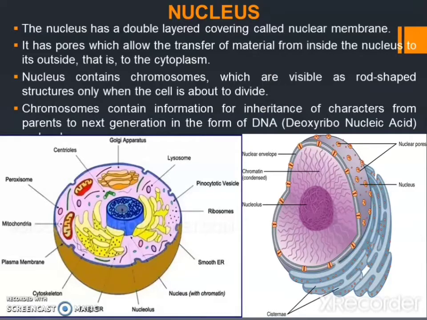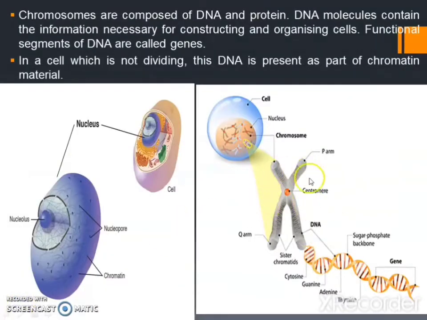And the nucleus contains chromosomes, which are visible as rod shaped structures only when the cell is about to divide. And what does the chromosome contain? It contains information for inheritance of characters from parent to next generation in the form of DNA, that is deoxyribonucleic acid. Okay, how will this chromosome be? It is a rod shaped structure like this, and this form is seen only when the cell is dividing. ഒരു സെല്ല് വേറൊരു സെല്ലായിട്ട് രണ്ട് സെല്ലായിട്ട് ഡിവൈഡ് ചെയ്യുമ്പോൾ മാത്രമാണ് നമുക്ക് ഈ ഒരു സ്ട്രക്ചർ കാണാൻ പറ്റുന്നത്.